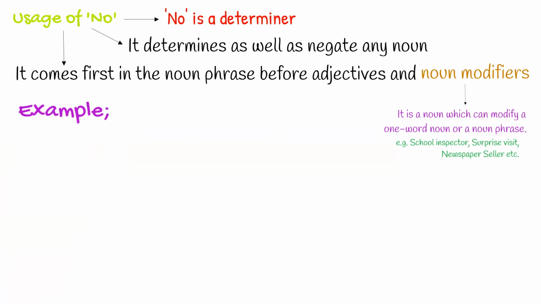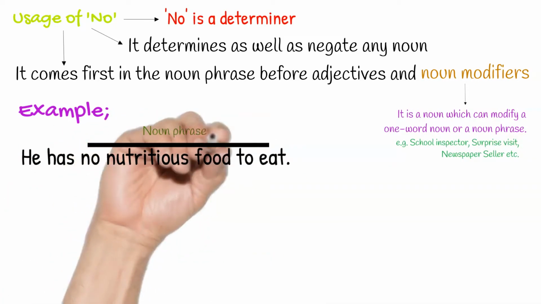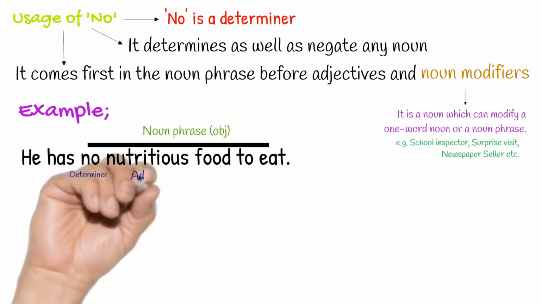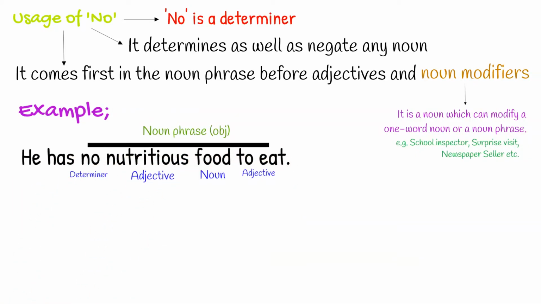Next. He has no nutritious food to eat. This sentence is negative. Here, no is a part of the noun phrase which acts as the object of the finite verb, has. As no is a determiner, it is placed before the adjective in the phrase, and it determines the noun, food, and negates it.